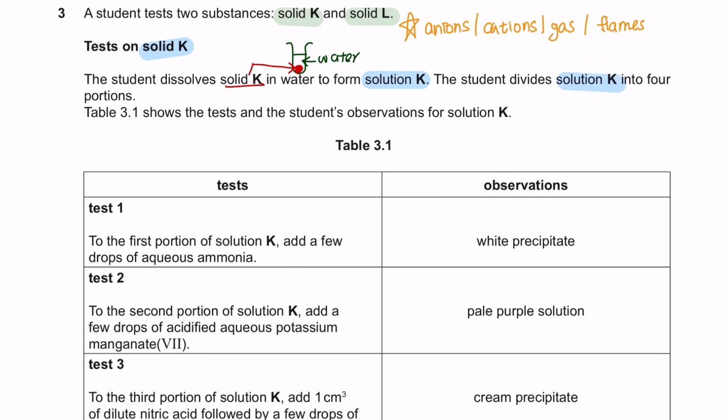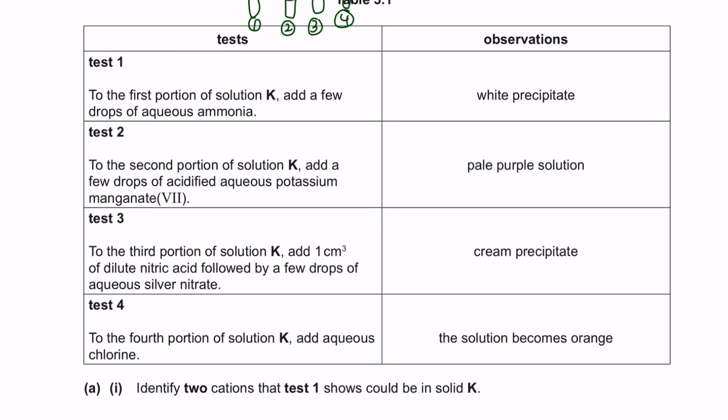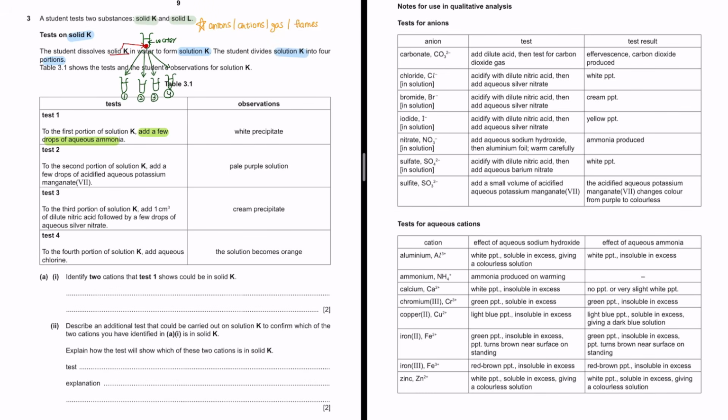The student divides solution K into 4 portions. So the solution K was divided into 4 portions like this. Test 1. To the first portion of solution K, add a few drops of aqueous ammonia. To answer this, I'm going to open the anion test and the cation test tables next to your page so that it's easier for us to refer.